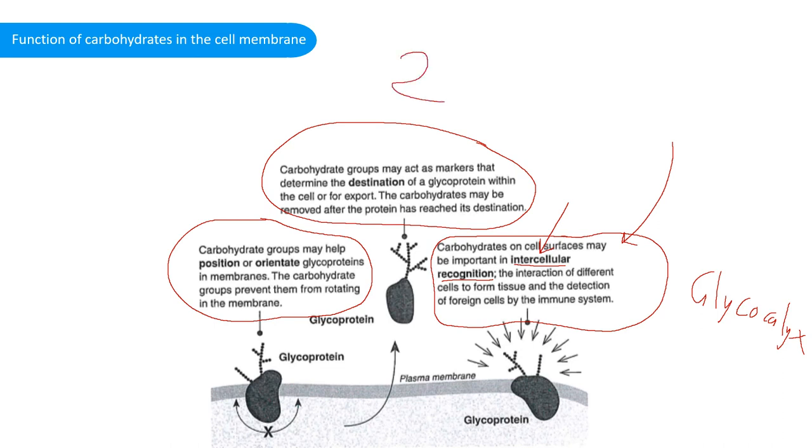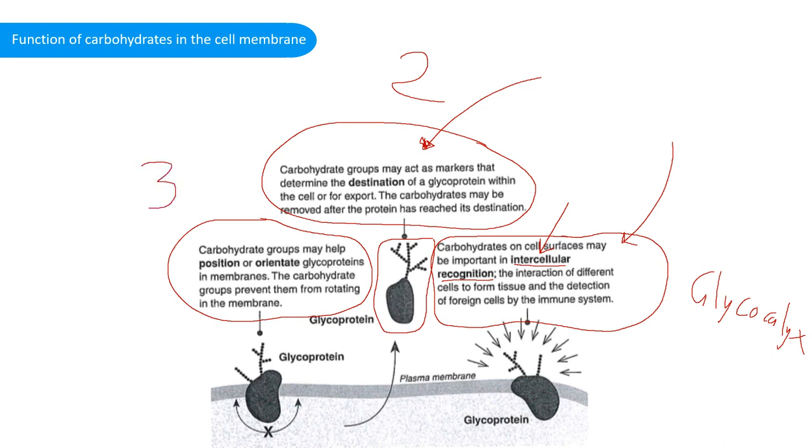Secondly, carbohydrate groups may act as markers that determine the destination of a glycoprotein within the cell for export. So if this thing's being exported, it gives it a good marker as to where it might be going. Again, have a look into it. Can you tell me that you understand it? Can you tell me that you've read around it, and what citations have you got to say that? Keep them reliable. Books, journals, and with the odd website thrown in.